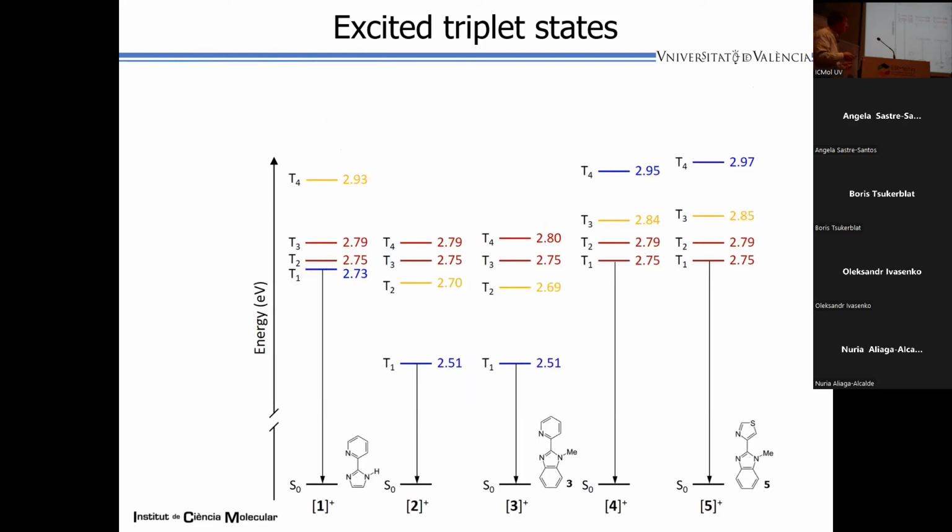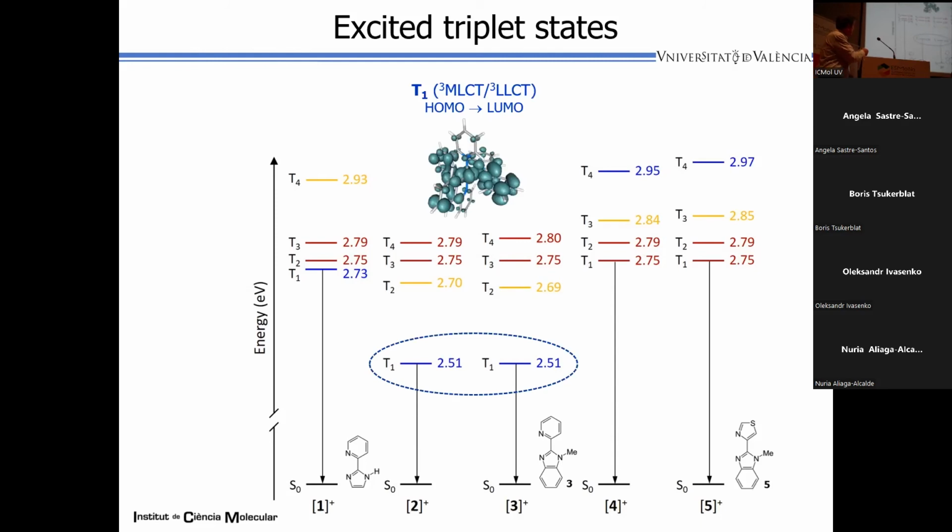And the situation is very different, because for 2 and 3, the lowest triplet state is a metal-to-ligand, ligand-to-ligand charge transfer state. When you go to 4 and 5 with the thiazole rings, those states are pushed up in energy due to the changes in the LUMO, and now the emitting state is a ligand-centered state, localized on one of the main ligands. And for 1, you have a mixture of both because they are almost degenerate.